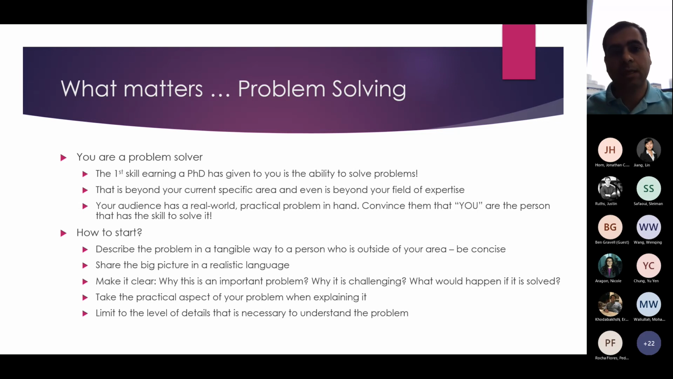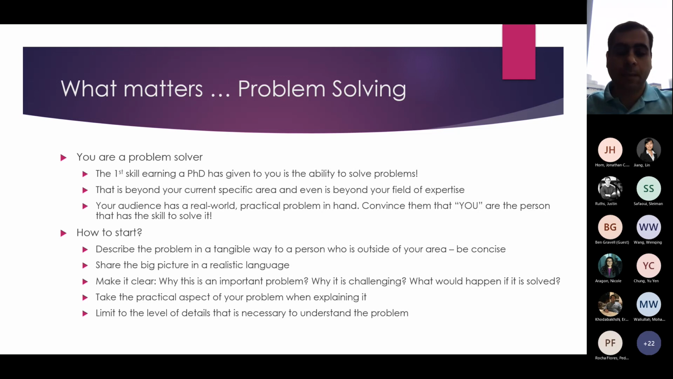So if you want to see what is important for that person, I think you should go back to yourself and see what skills you have. Now, earning a PhD has given you great abilities. One of the greatest skills, and I think the most important skill that a PhD gives you, is the ability to solve a problem. And that is beyond your specific area, beyond the area that you are an expert in, and goes really above and beyond your specific problem.